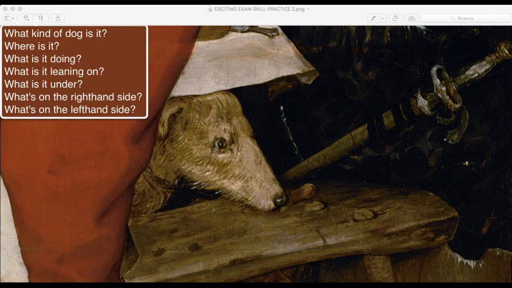Okay, then on the left-hand side, there's something red, which looks like it's made of material. So it could be an item of clothing, or it could be a curtain hanging. That's something we don't know until we see the complete picture. And the dog is obviously under something white. So if he's under the table, it could be a tablecloth. In any case, I'm not going to give you too many answers because I'd like you to write your hypotheses.